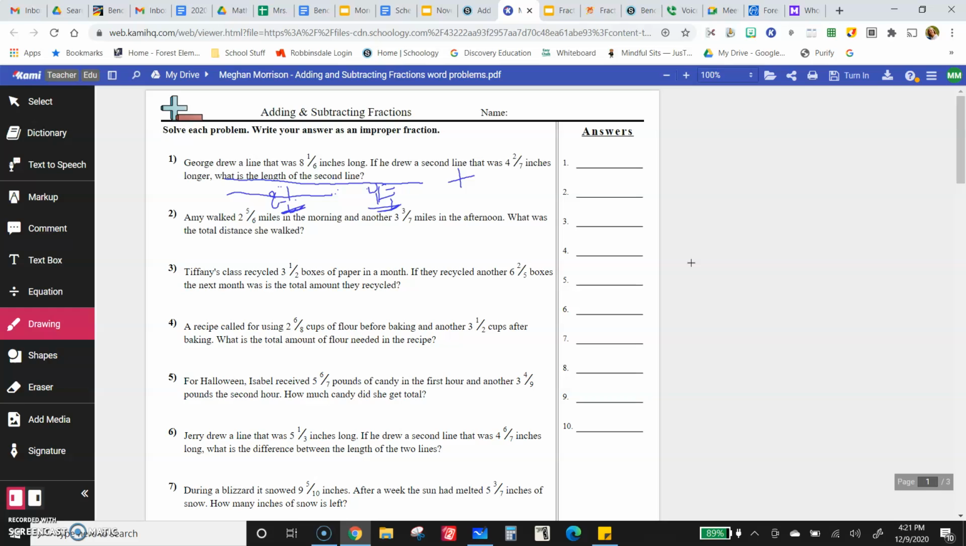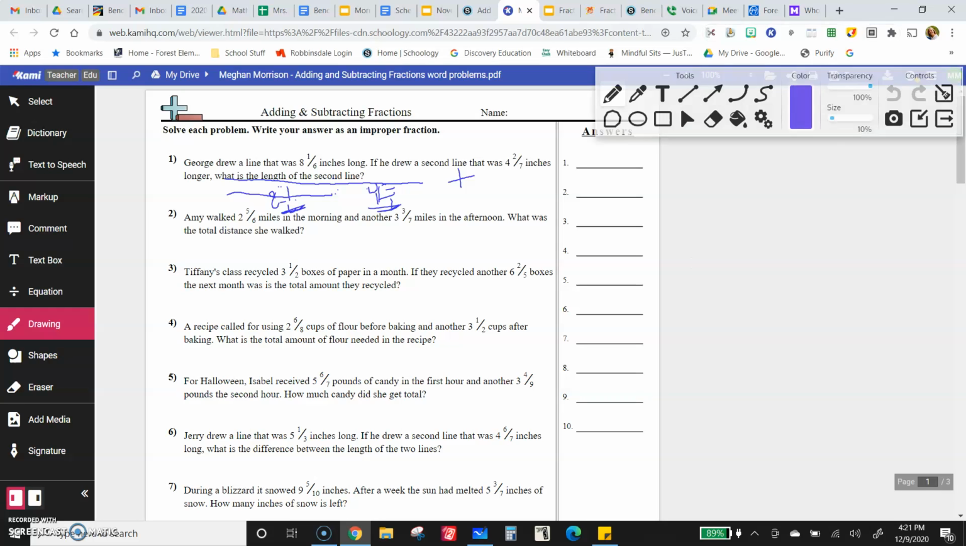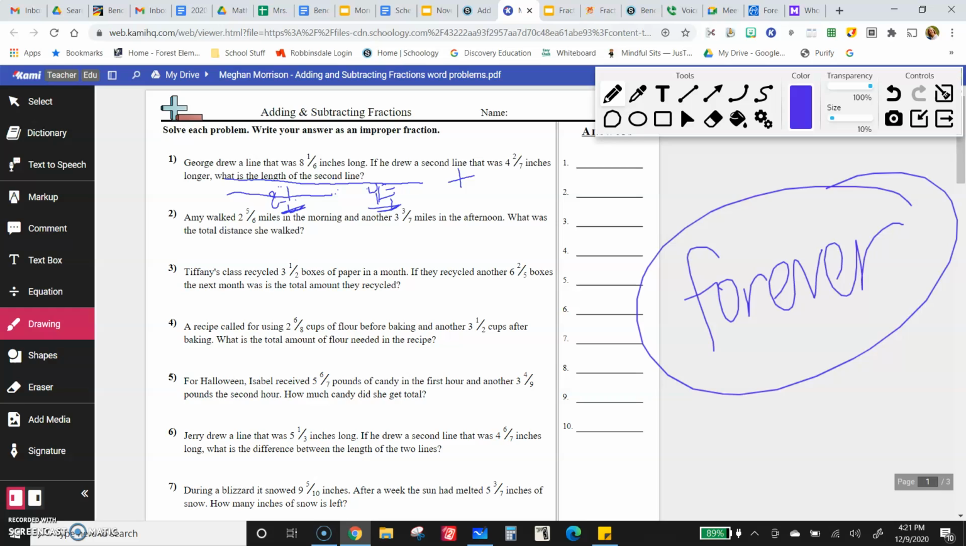The code word for this one is forever. It is your last assignment for the fraction pathway other than the test. And the phrase, 3 sentences, I believe, end with forever. So good luck doing your work. You got it. Just choose 5.